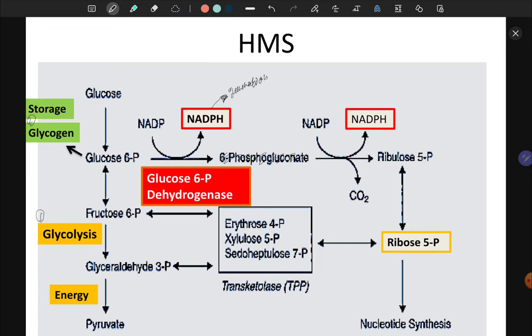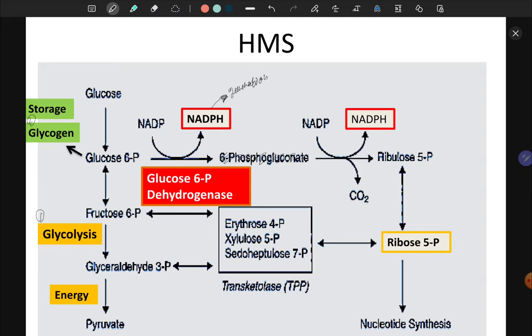In glycolysis we have NADH, which is for energy, equivalent to ATP. But NADPH is a reducing agent, meaning an electron donor. So the aim of the hexose monophosphate shunt is the production of NADPH. No, it's not NADH, okay? NADPH is an electron donor.